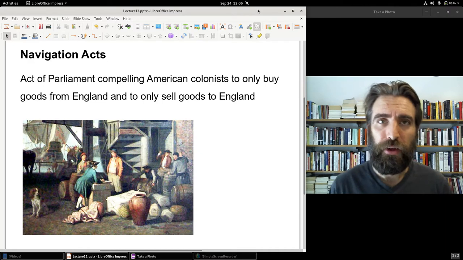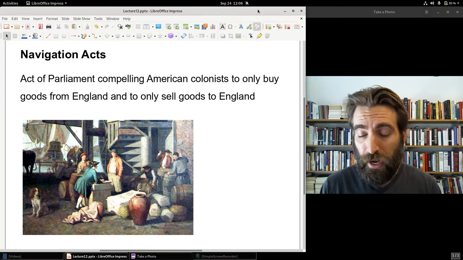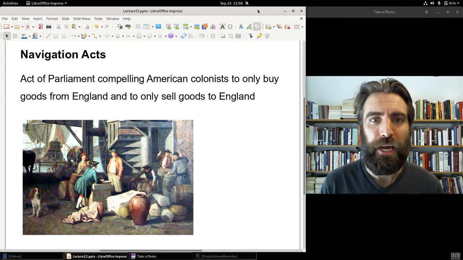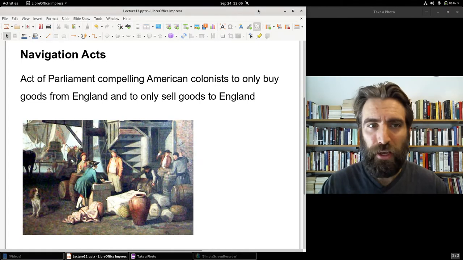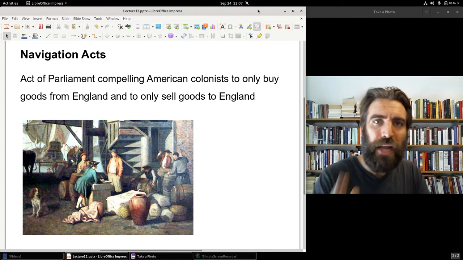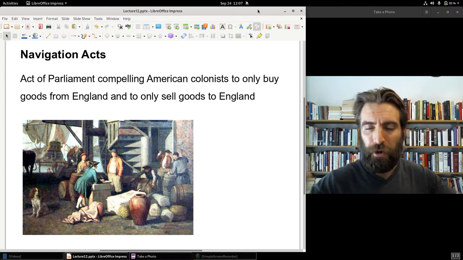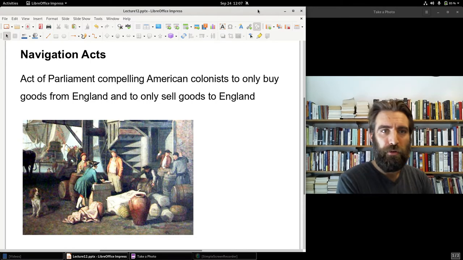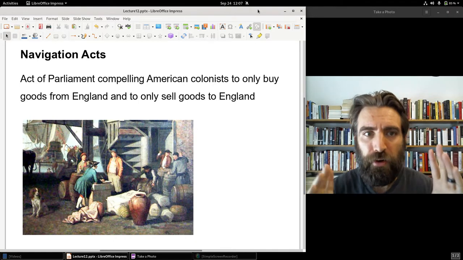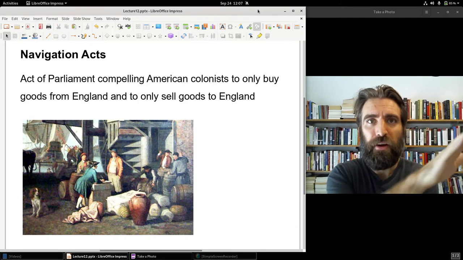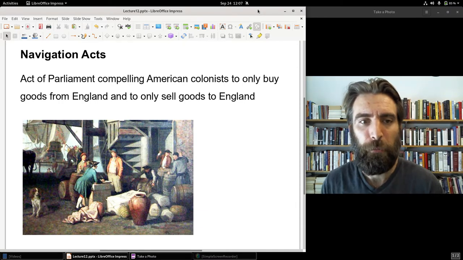And in the case of England, Parliament passed a series of trade regulations, regulatory acts, called the Navigation Acts. And we won't go into the detail because it can get a little complex, but in short, the Navigation Acts compelled England's American colonists, for the most part, with some exceptions, to only buy goods from England and to only sell goods to England. So all colonial trade must center in to and from England, around English merchants, and in particular, London.